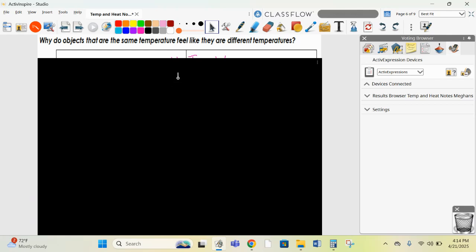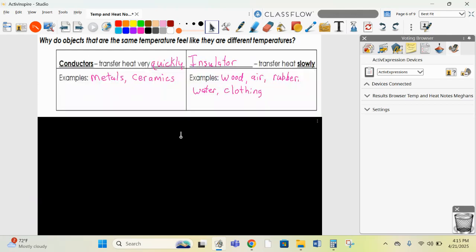And the reason for that, even though they're in the same room that has been the same temperature all day, is because one of those materials is a conductor and one of those is an insulator. A conductor will transfer heat very quickly. So, like metals, ceramics, whenever you touch them, that heat goes to your hand very, very quick. But when you touch an insulator, that allows heat to transfer very slowly. So, wood, air, rubber, clothing, water, those are all insulators. It takes a really long time for them to heat up and takes a really long time for them to cool back down.